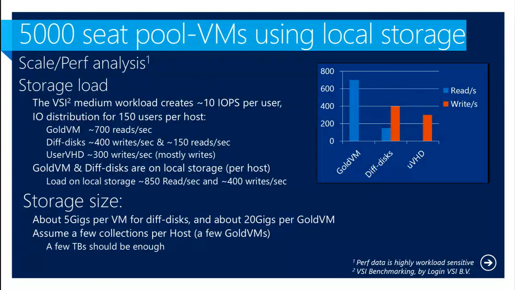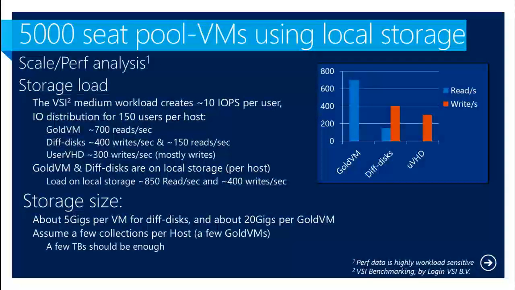With 150 users, each user generates 10 IOPS. That says the disk infrastructure has to handle about 1,500 to 1,800 IOPS per second. The distribution, because these are pooled VMs, most of the reads go to the gold VM, which is easy to see on the graph. The diff disk gets some reads and a lot of writes. And the user VHD, which is one way of bringing the user's profile, settings and documents to the user, takes about 400 writes per second.